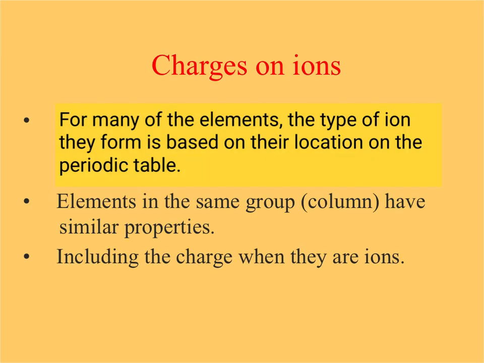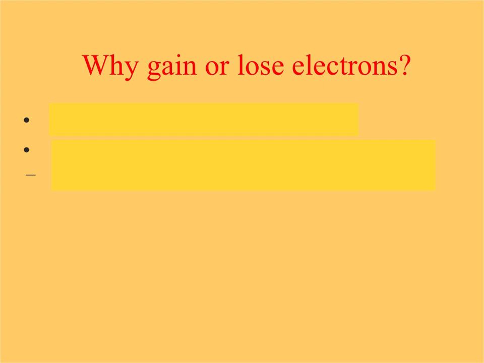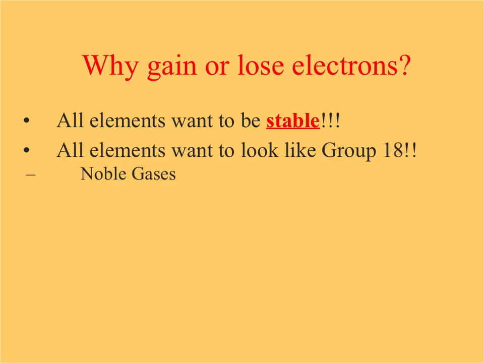To figure out the charges on ions, there's a couple of different ways to do this, but for most elements, the type of ion they form is based on their location on the periodic table. Elements in the same group, which are the columns, have similar properties, including the charge when they are ions. We talked a little bit about why atoms are going to gain or lose electrons last week. And basically, the whole reason is they want to be stable. All elements want to be stable. And in order to be stable, they want to look like Group 18, which is the noble gases, that last column on the right on the periodic table.